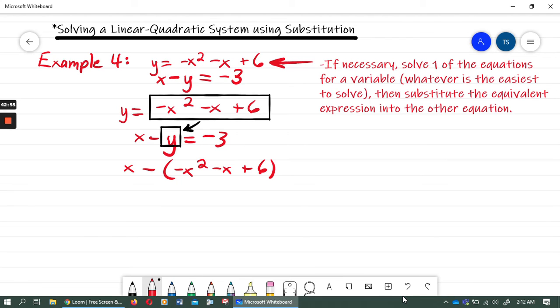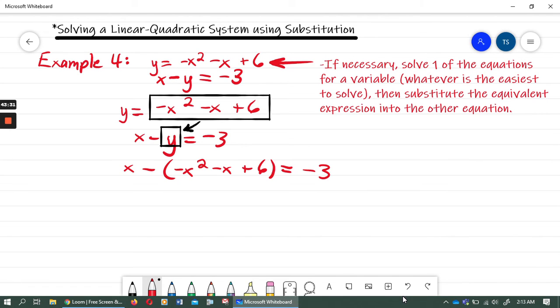And that's not the end of this equation that we're substituting it into. We still have the equals negative 3. And so, guys, now that we have substituted that particular expression into this equation, we notice that we've only got one variable left, and that's what we need to solve this equation.